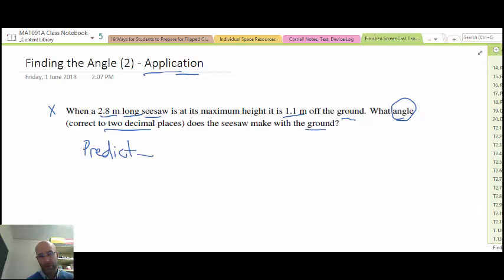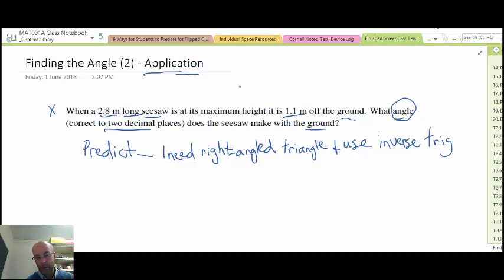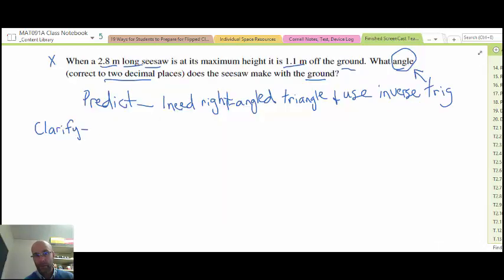First step is to predict what I think is going to be involved, what maths might be there, what might I be doing. Well, I reckon I might need to find a right angle triangle and use inverse trig because I'm finding an angle. Now we need to clarify.